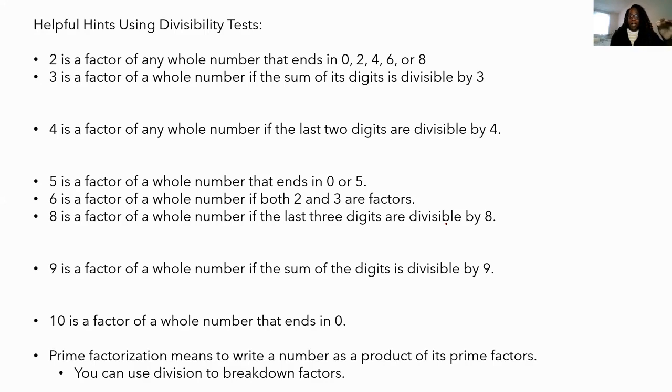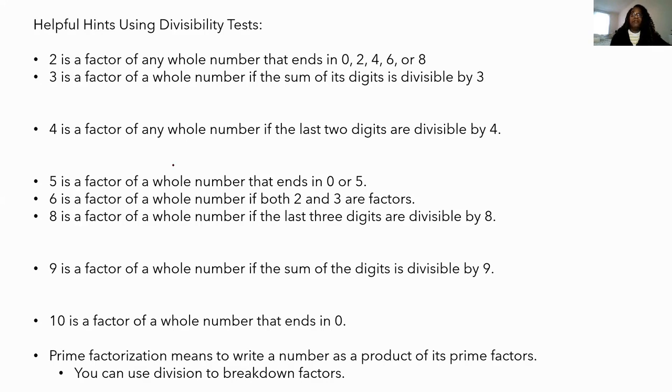So when we're looking at factors, we're looking at 2, 3, 4, 5, 6, 8, 9, and 10, okay? Most of those even except for 5 and 9, right? Now, 2 we can kind of understand. So 2 is a factor of a whole number that ends in 0, 2, 4, 6, or 8. So if you're looking at a large number, look at that last digit. Look at that 1 spot. And if it ends in a 0, a 2, a 4, a 6, or an 8, that means it's divisible by 2.